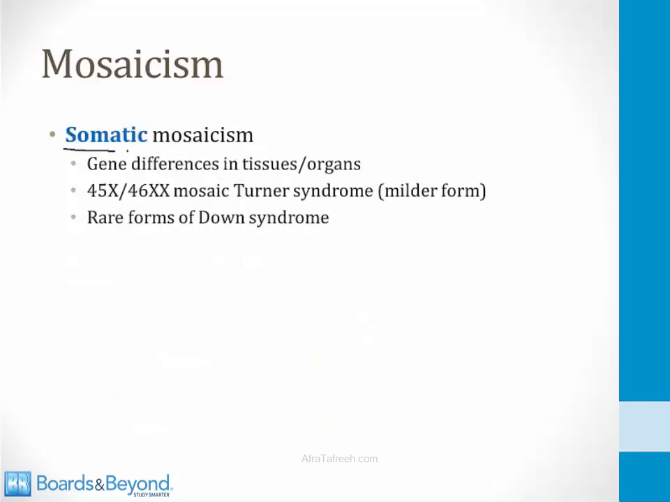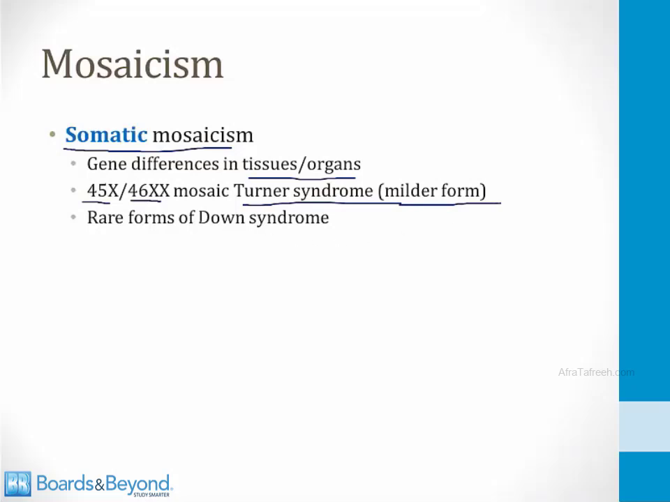In contrast, somatic mosaicism refers to gene differences in tissues or organs of an individual that do not involve the germline cells. For example, some cases of Turner syndrome involve mosaicism. Women with this version of Turner syndrome have some cells that are 45X and are missing an X chromosome, where other cells are normal and have 2 copies of the X chromosome. These tend to be milder variations of Turner syndrome.